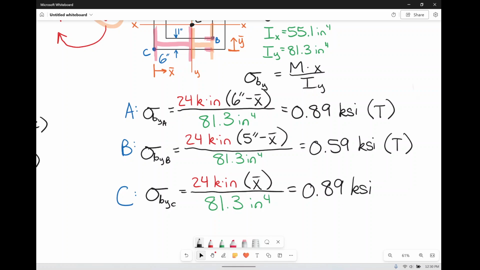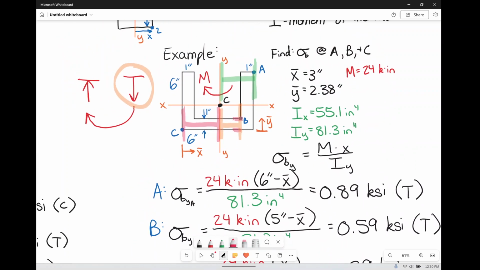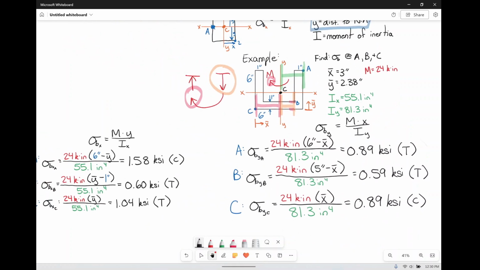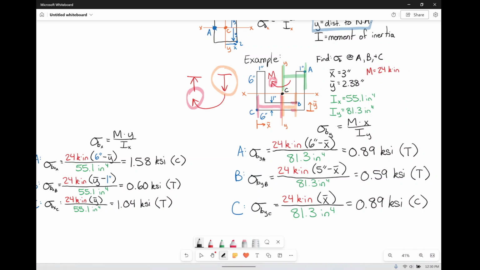And this time though, we're on the side where the arrow is going into the face. Arrow's going into the face over here. So this means that we're in compression. So again, same thing, different directions. It's the same equation. You're just looking at how far away your point is from the neutral axis that you are bending about.